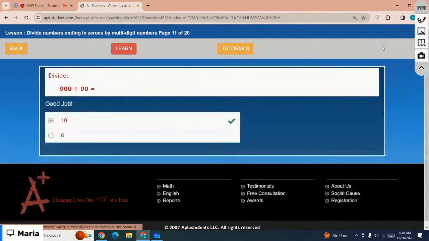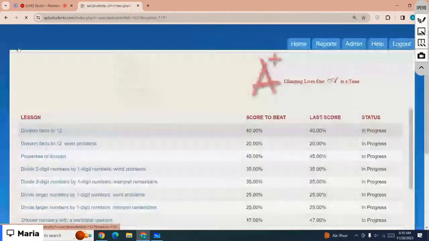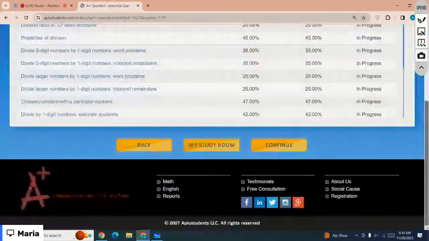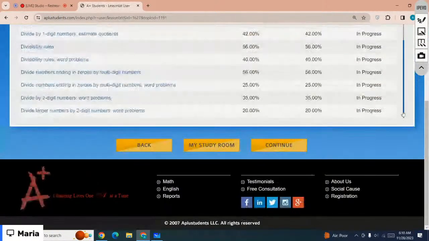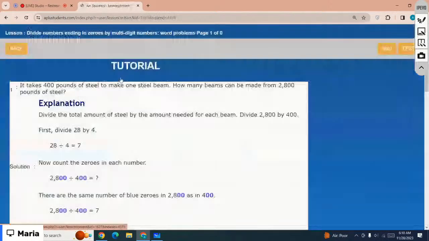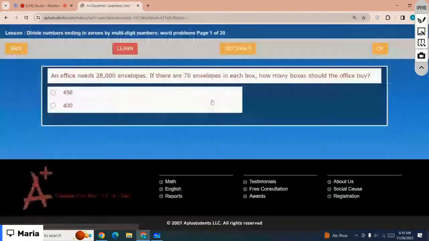Okay, you can complete the lesson by yourself later today. Let's just move on to the next lesson. And the next lesson is divide numbers ending in zeros by multi-digit numbers word problems. So let's just start with the word problems.